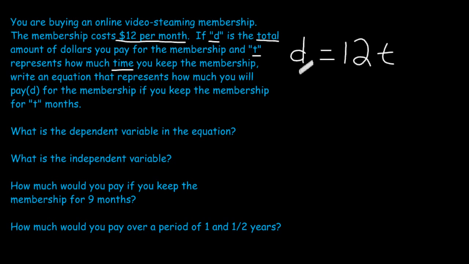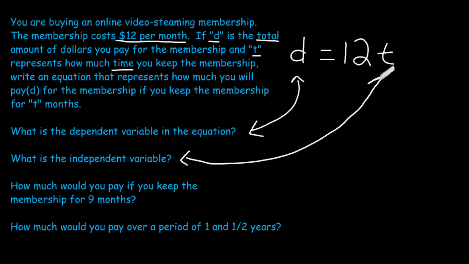Now notice that the amount of money that we have to pay for the membership in total is going to depend on how many months you keep the video streaming membership. So we would say that the dependent variable in the equation is the amount of dollars that you would pay, because that is going to depend on the independent variable, which is the amount of time that we keep the membership.